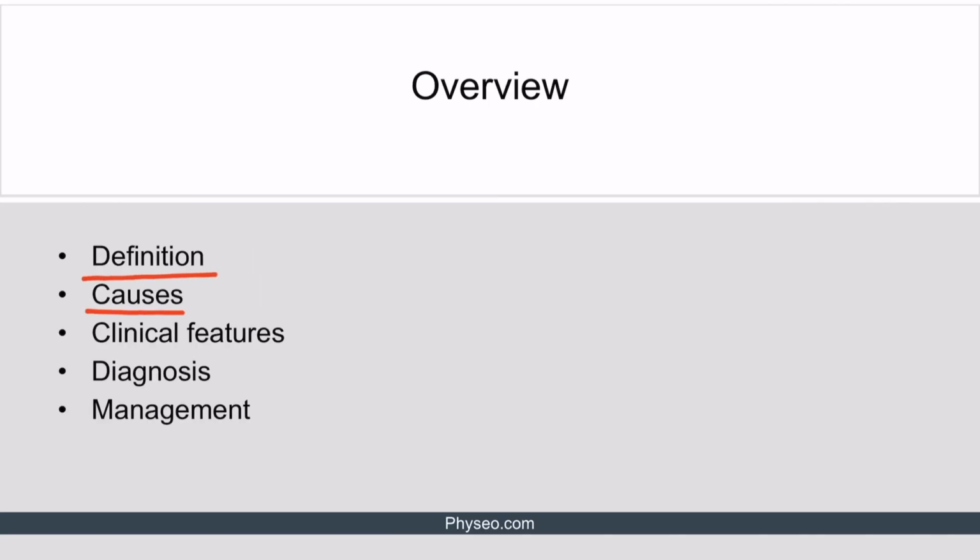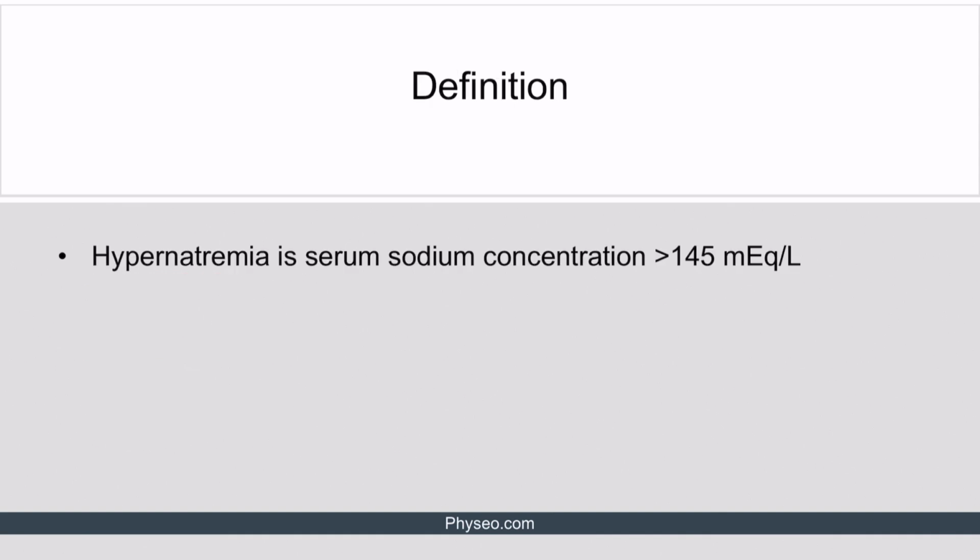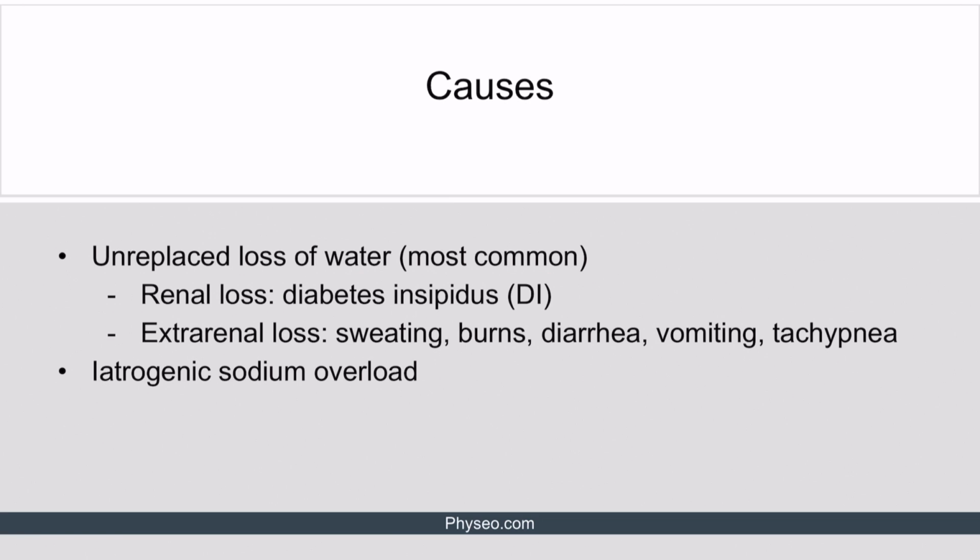Next, we'll discuss hypernatremia. We will address the definition, causes, clinical features, diagnosis, and management. Hypernatremia is serum sodium concentration of more than 145. The most common cause of hypernatremia is unreplaced water loss. This happens in both extrarenal and renal loss of water. Renal loss of water is most prominent in patients with diabetes insipidus.